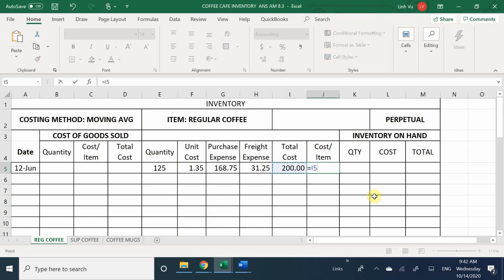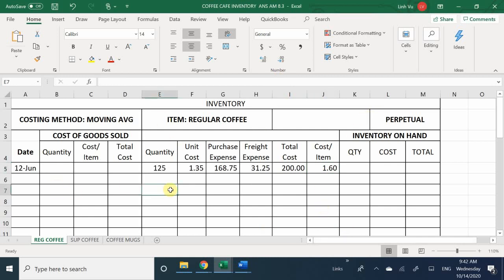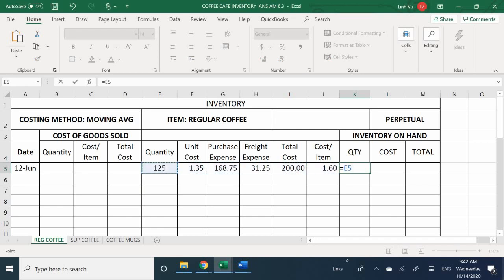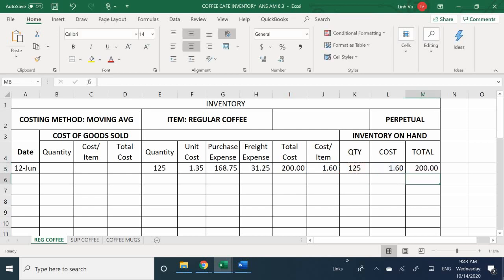200 divided by 125 gives you $1.60. And because this is moving average, let's go ahead and double confirm. Did it go in evenly? Yes, it did. Okay, so because we are utilizing perpetual inventory, go ahead and move it directly into the inventory on hand. So right now I currently have 125 items costing me $1.60, which should give me a grand total of $200.